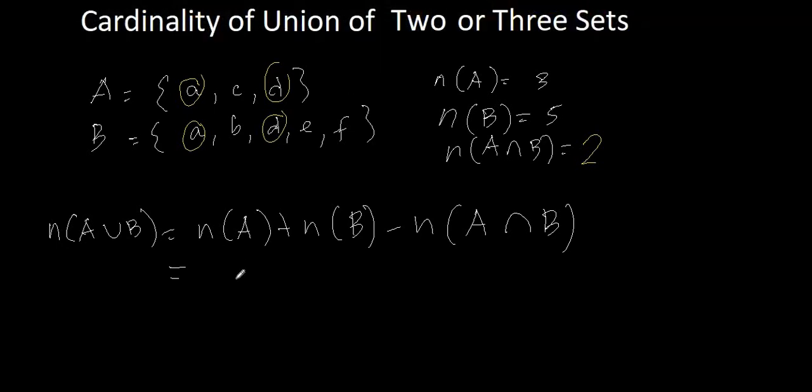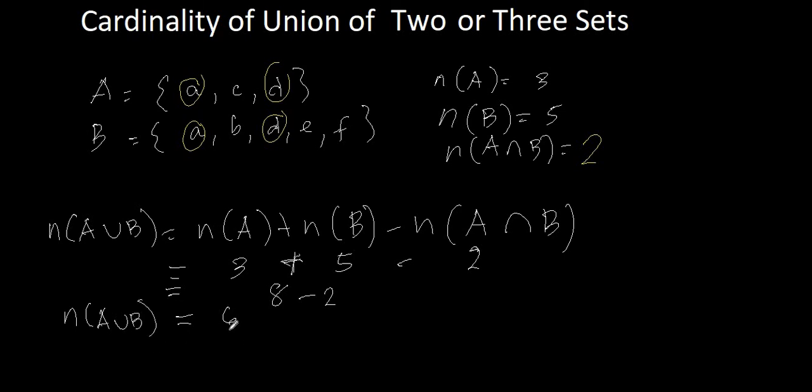Okay, so let's continue. We can now apply the formula by substituting the given cardinalities. We have cardinality of A is 3 plus cardinality of B is 5 minus cardinality of A intersection B is 2. 3 plus 5 is 8 minus 2 is equal to 6. So therefore, the cardinality of A union B is equal to 6.